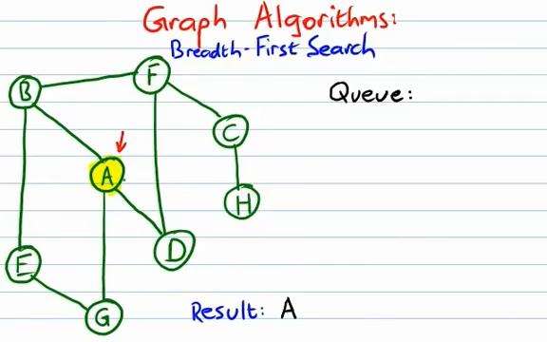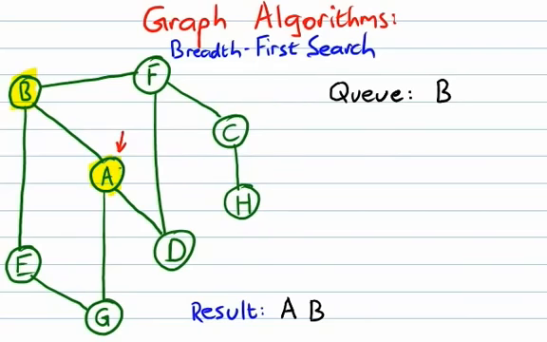Of all of the vertices connected to A alphabetically, the one that comes first is B. So we're going to visit B, mark it as visited, and add it to the queue. But we're not going to move to B. We're still at vertex A.